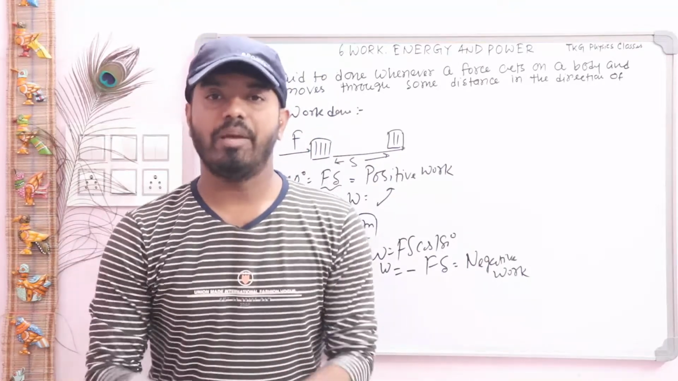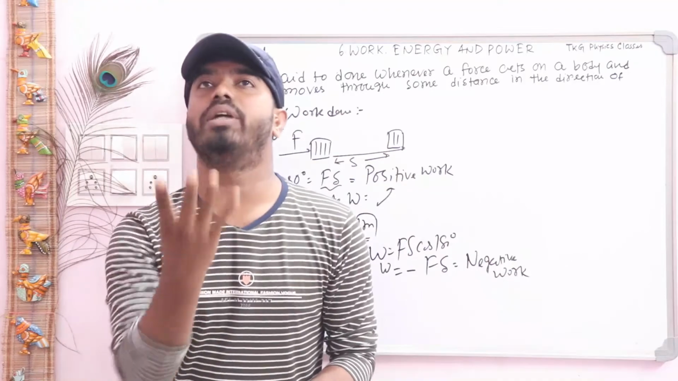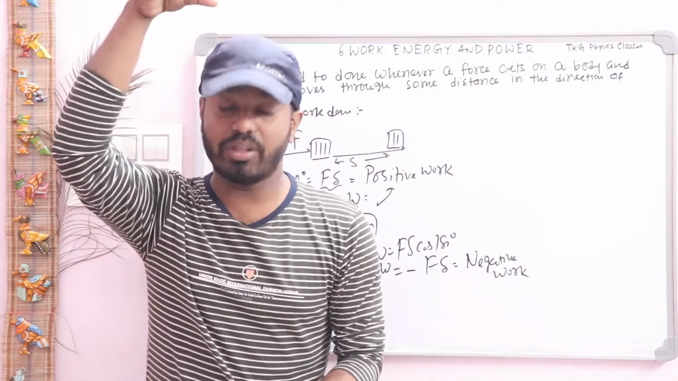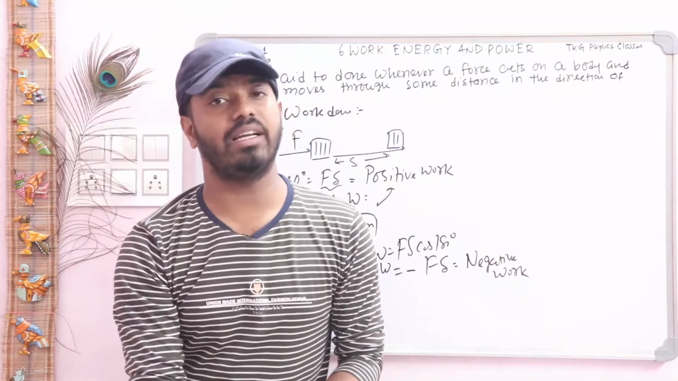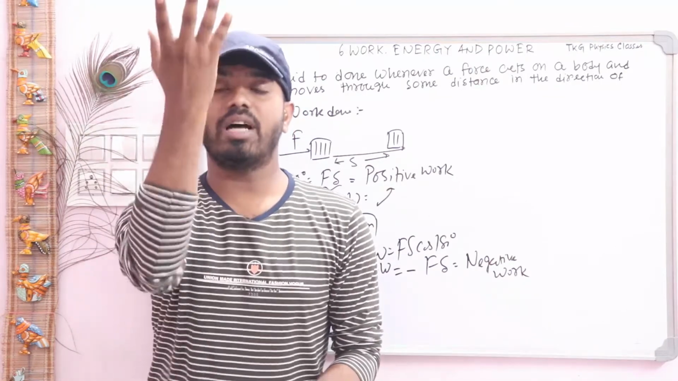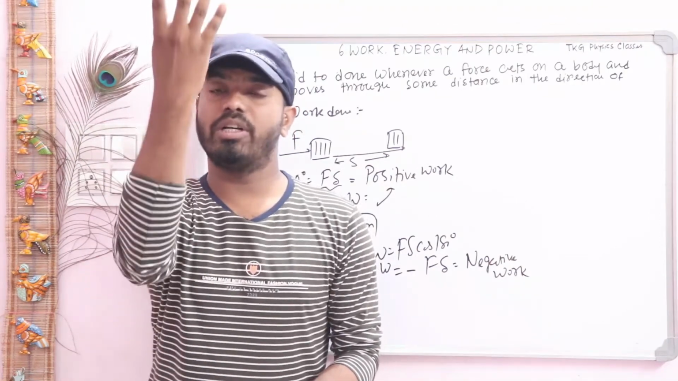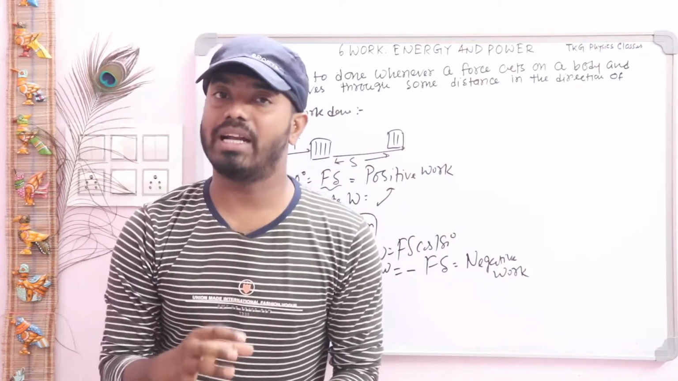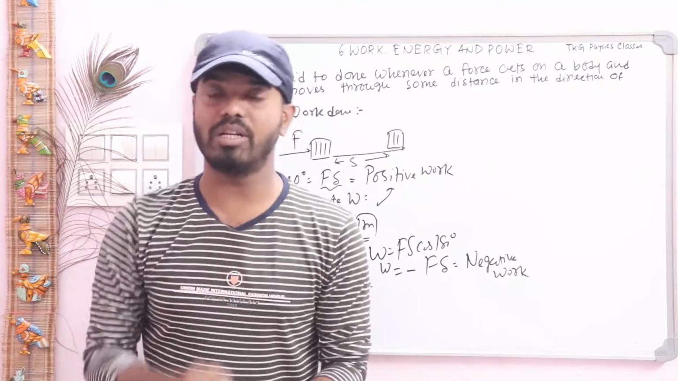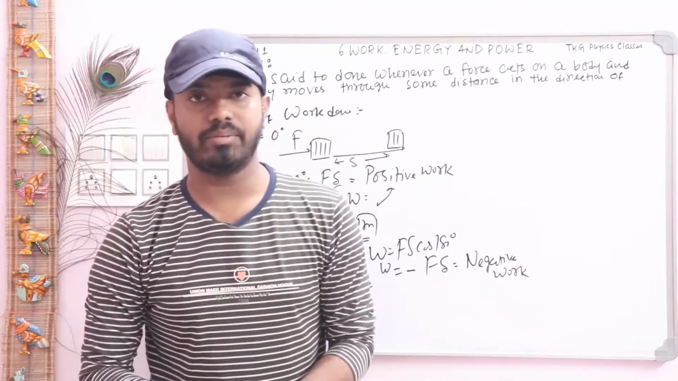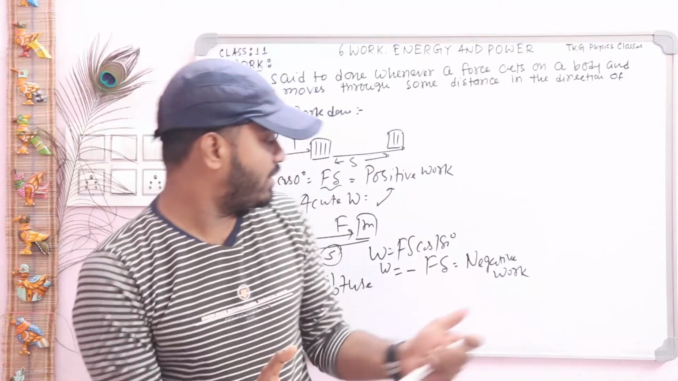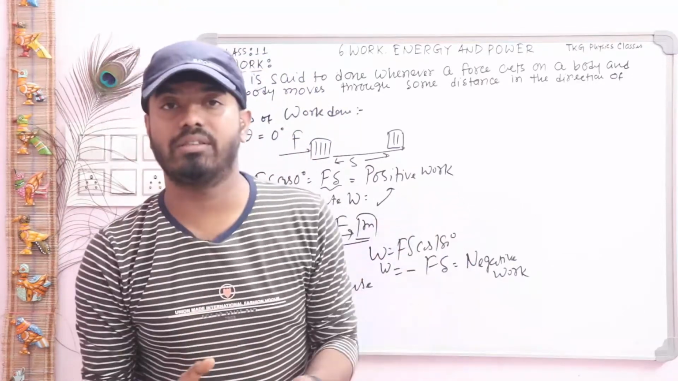You see, a body is moving upward, but the acceleration due to gravitational force is directed vertically downward, and the body's displacement is upward. So the displacement of the body is upward, but gravity is directed downward. So here the work done due to this gravitational force is negative. And what is the meaning of this negative and positive work?